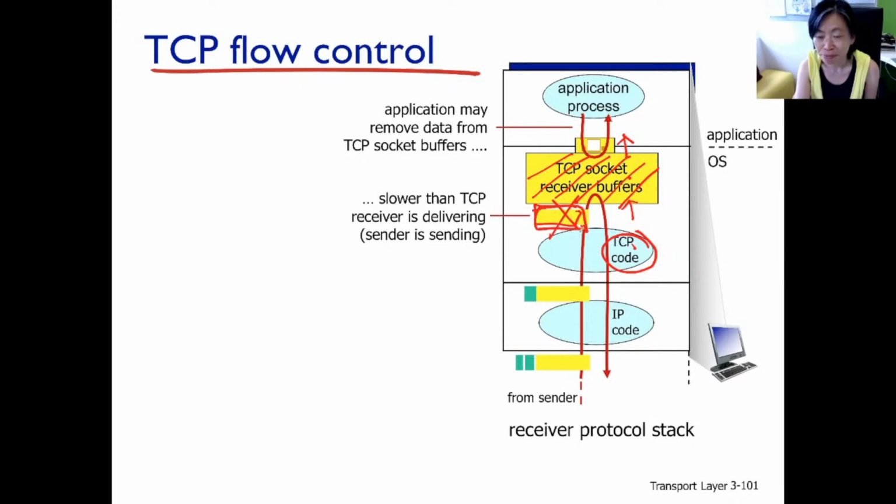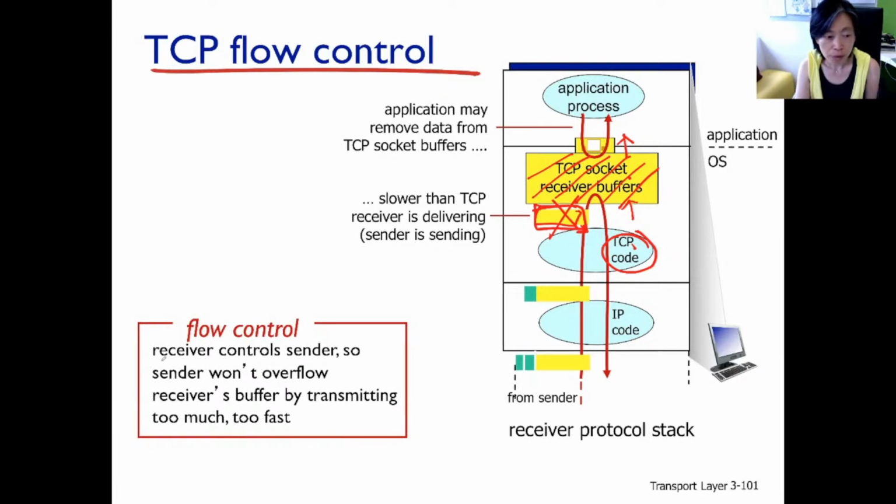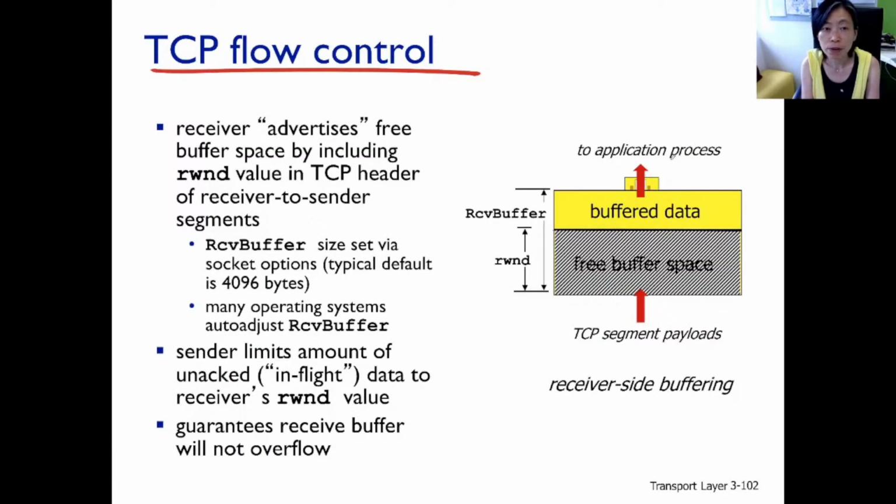So flow control there is this: for the receiver to tell the data sender, slow down a little bit so that you will not be overflowing the receiver buffer by transmitting too fast, too much. And the way flow control works is this. It works by tracking this variable, RWND.